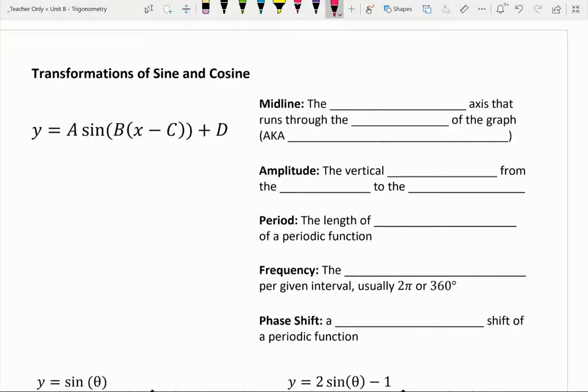Today we're going to look at transformations of the graphs of sine and cosine. Before we do that, I want to make sure that we've got some vocabulary under our belt here. So first, a reminder of the midline. Midline refers to the horizontal axis that runs through the center of the graph, whether it's sine or cosine.